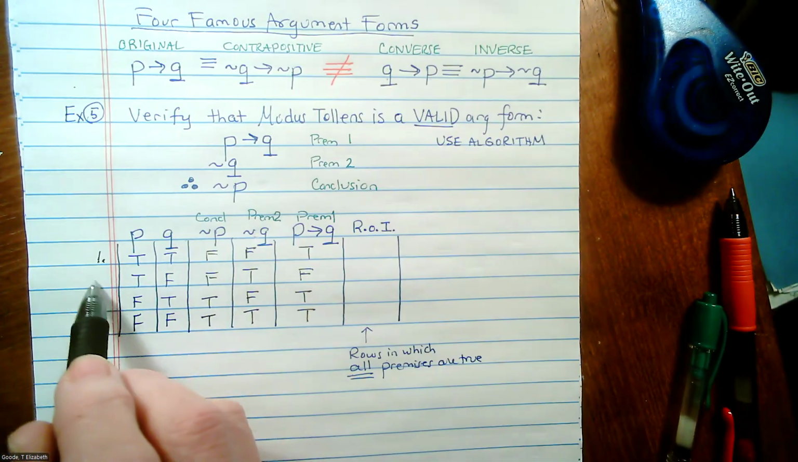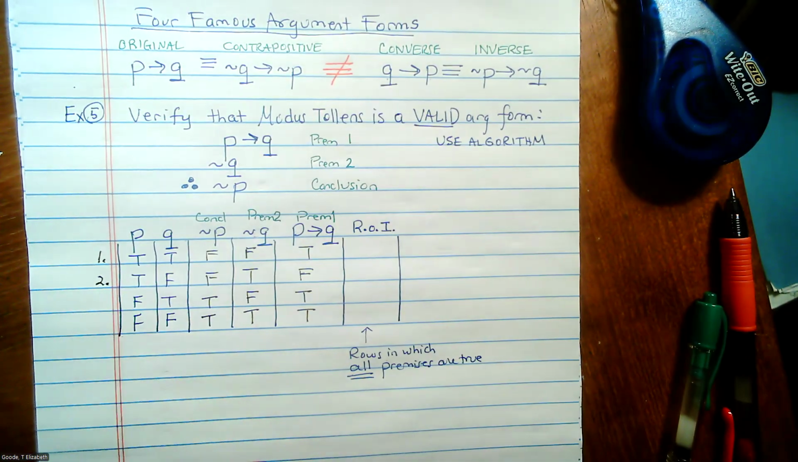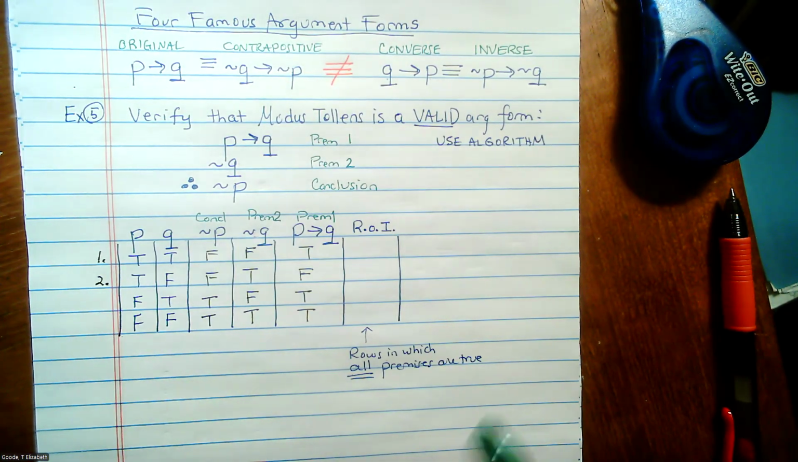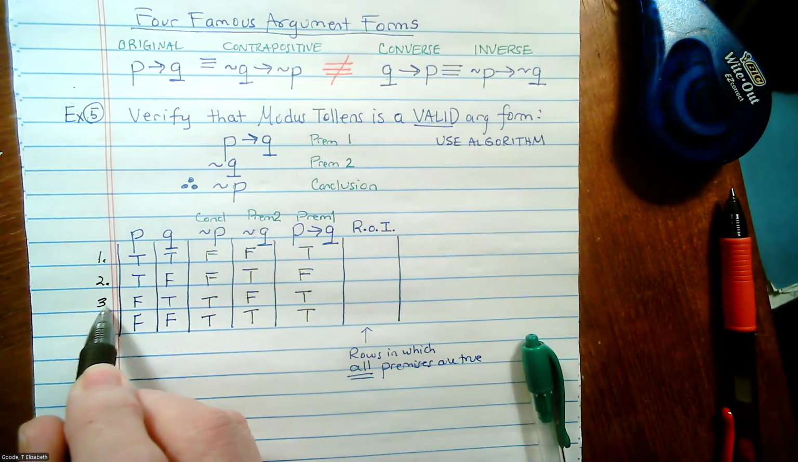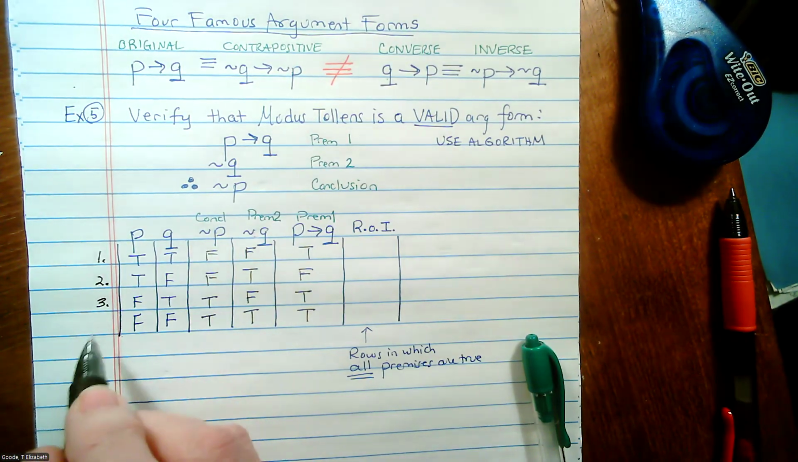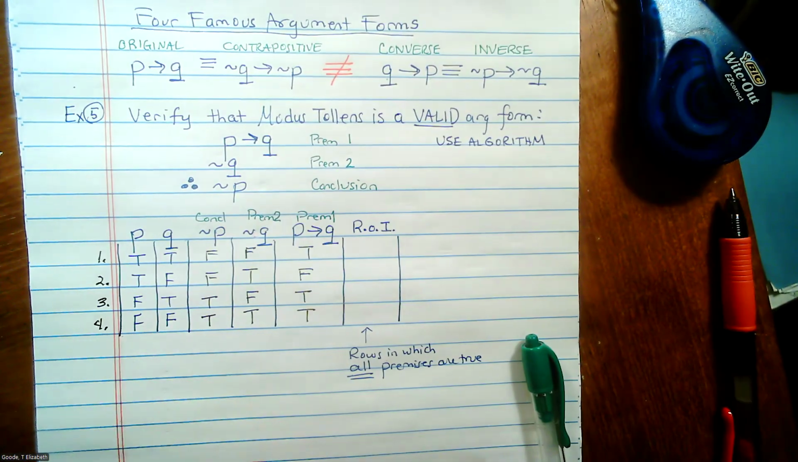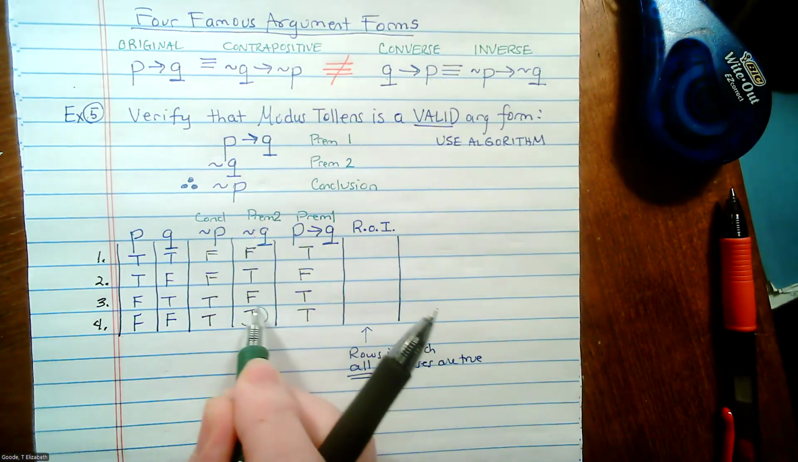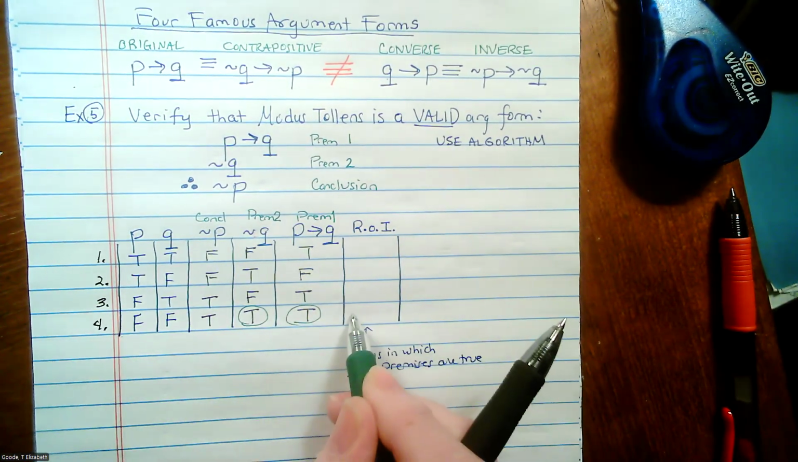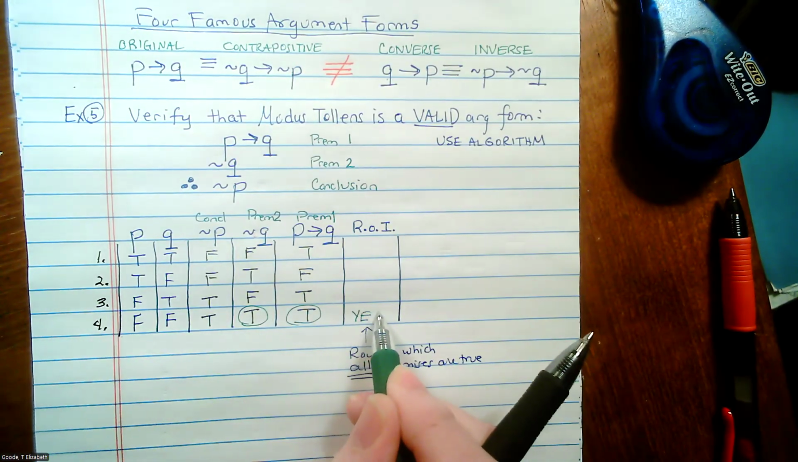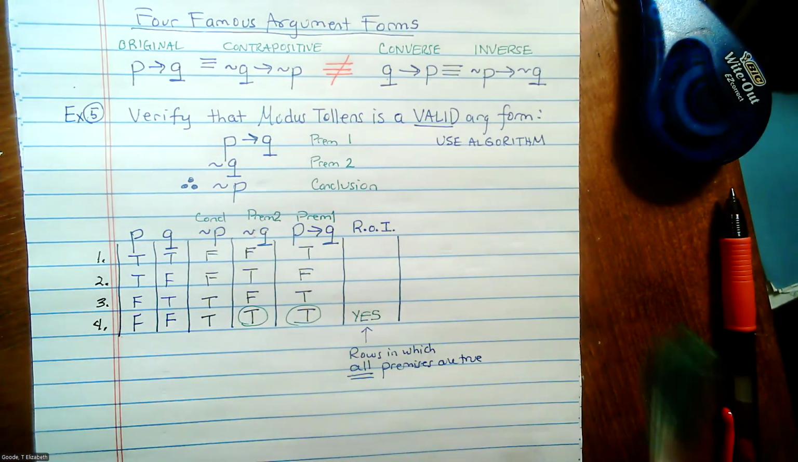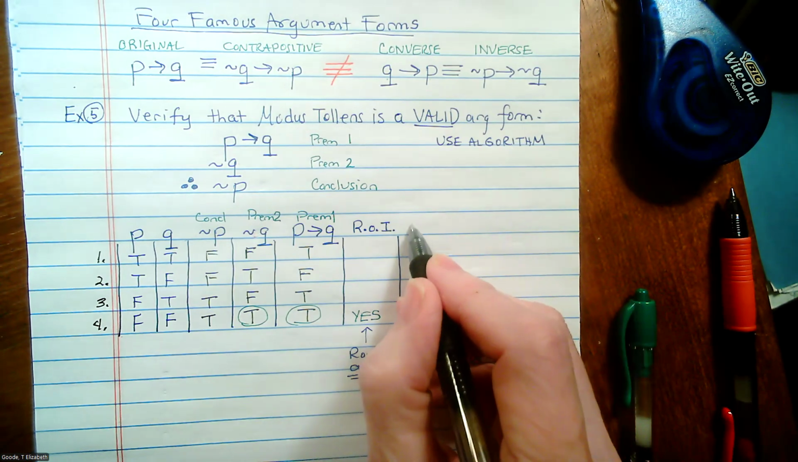Nope. How about in row 2? No. How about in row 3? Nope. How about in row 4? They are. Yep, this is a row of interest. It's our only row of interest. Could we have more than one row of interest? Yes, we could have several rows of interest.